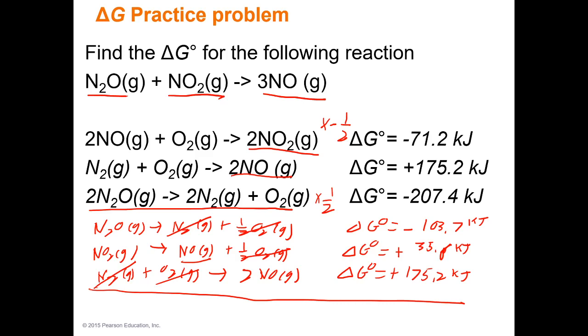Now, let's check the remaining products. NO and 2NO. Those don't cancel because there's nothing to cancel with. They're on the same side, so we're going to add those together. So if I add up everything that wasn't canceled, I get N2O gas plus NO2 gas reacts to form 2NO gas. And since that's the reaction, and that is what we wanted, we can add up those delta G values and they will give us what we want. And that'll give us a delta G naught of 107.1 kilojoules.